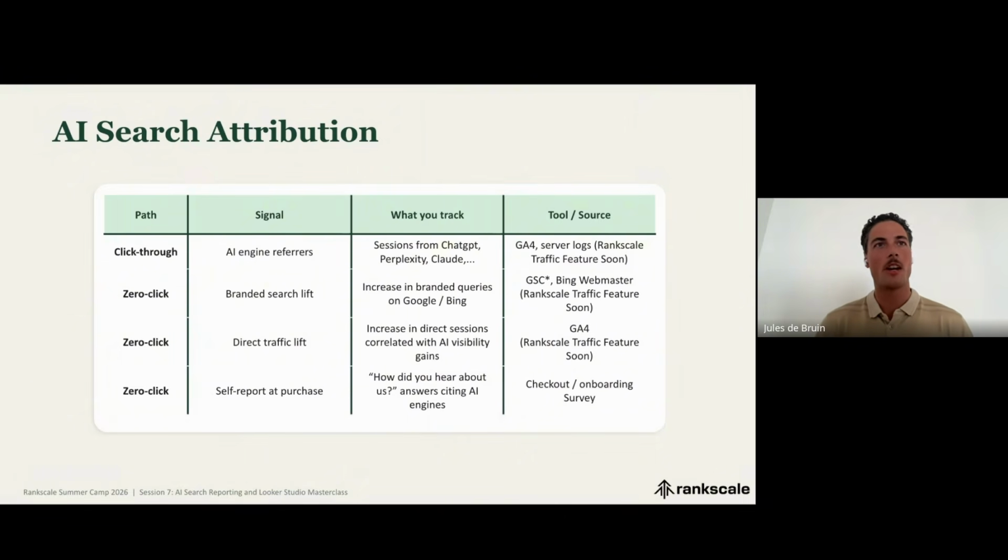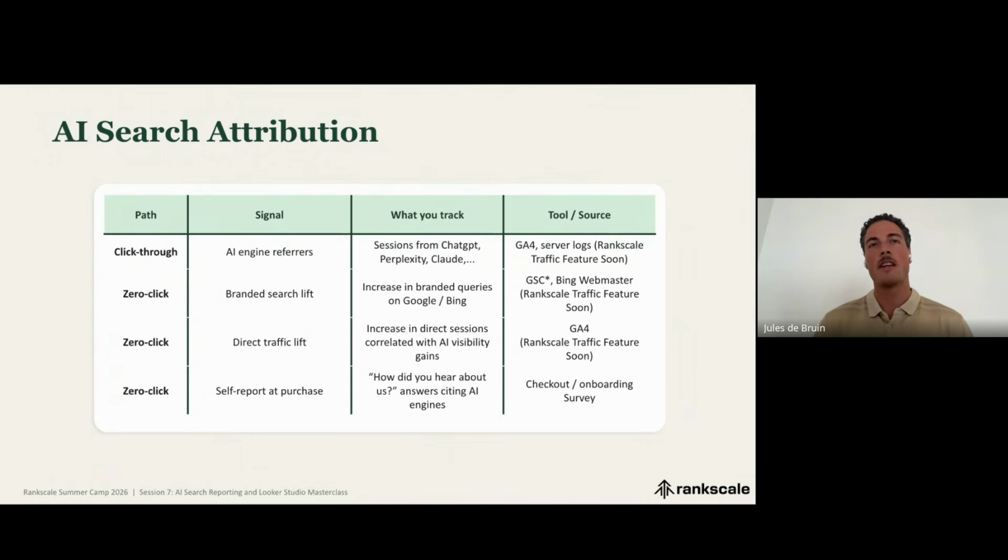Then we have the zero-click path, which means that we can check a branded search lift. So we can potentially spot an increase in branded queries on Google, on Bing. Nonetheless, I need to mention here that this is, of course, more an approximation. There is no one-on-one correlation with, for example, an increase in sales. So therefore, also just see this as a generic metric, not as the metric to completely build your case around. Then, of course, we have a potential increase in direct traffic. This is also, in my opinion, in the same category as the branded search lift.